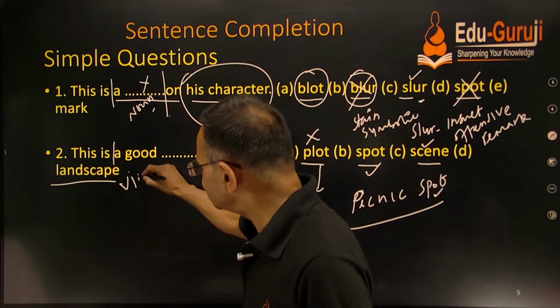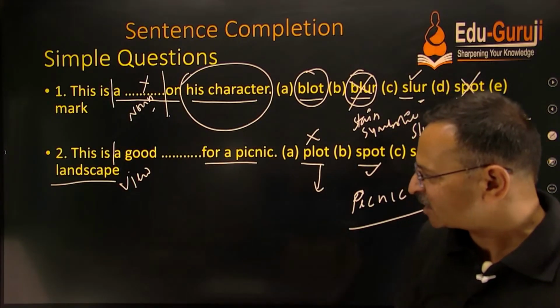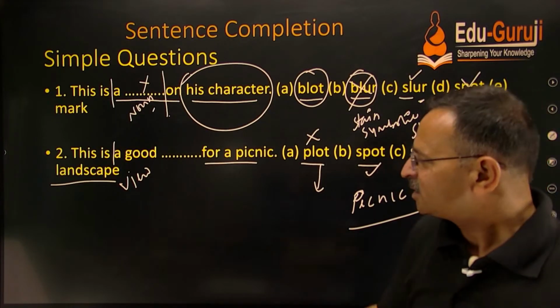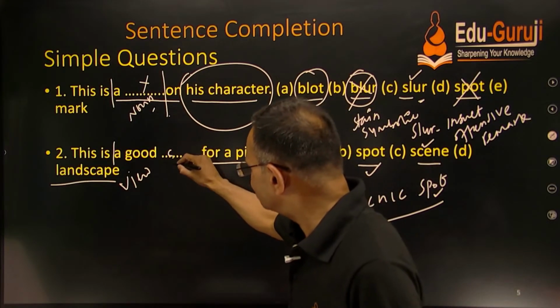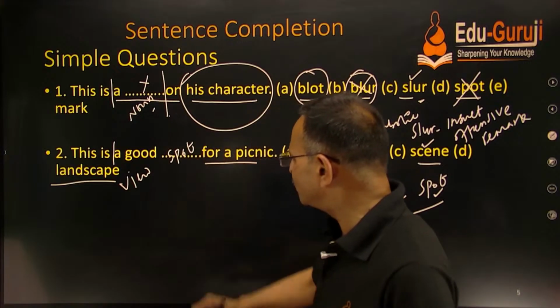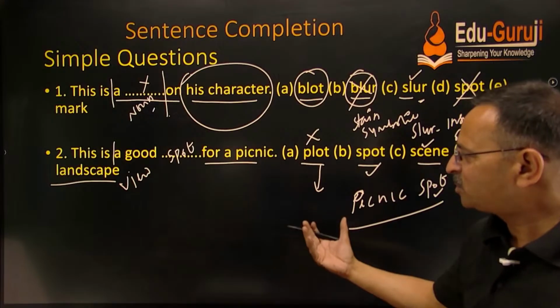So these three options cannot be put in this particular option. So we have, this is a good spot. We can write good picnic. This is a good spot for picnic. So I hope this is clear.